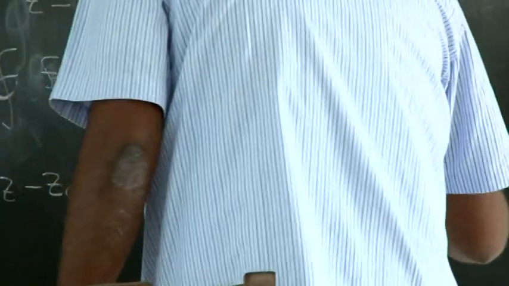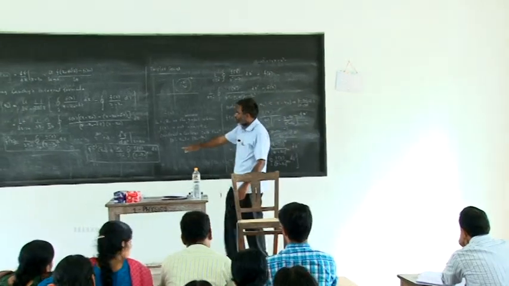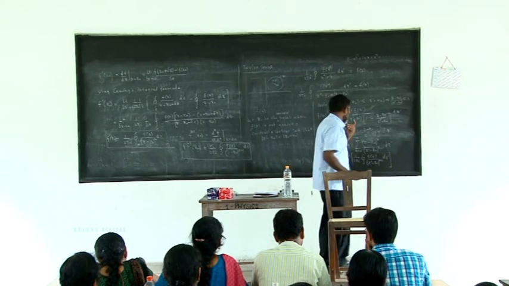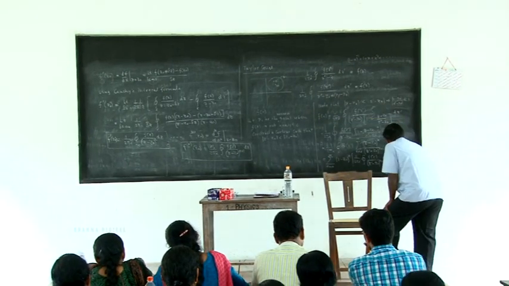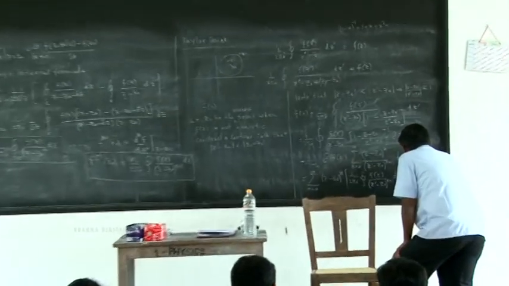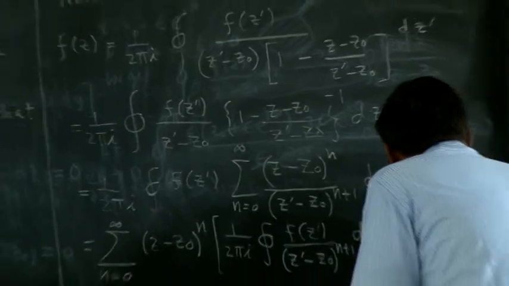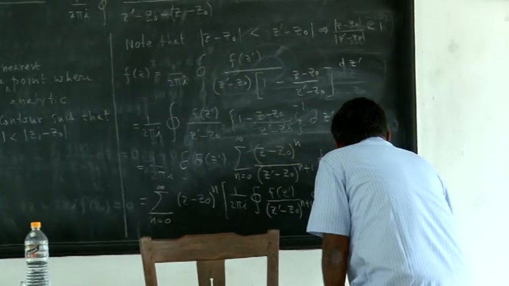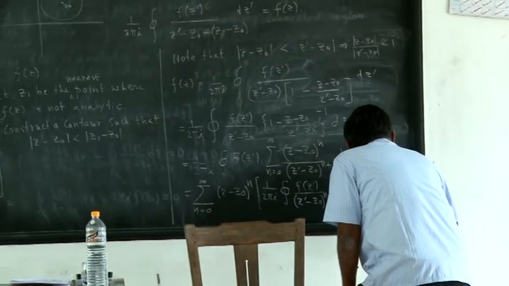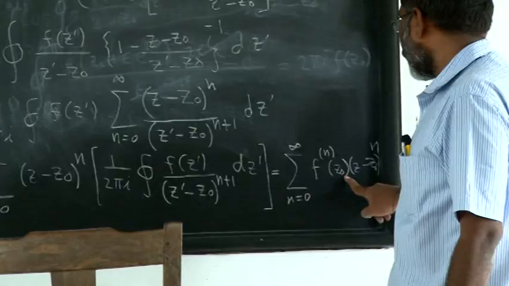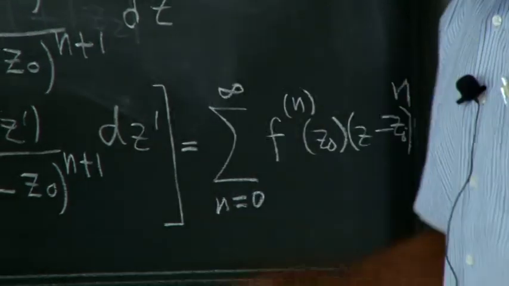But what is this quantity? We have already shown here, that is the nth derivative of f. So this is actually the Taylor series, equal to sum over n equal to 0 to infinity f nth derivative at z naught into z minus z naught to the power n. I am sorry for this, but the nth derivative of f at z naught. So this is the Taylor series.